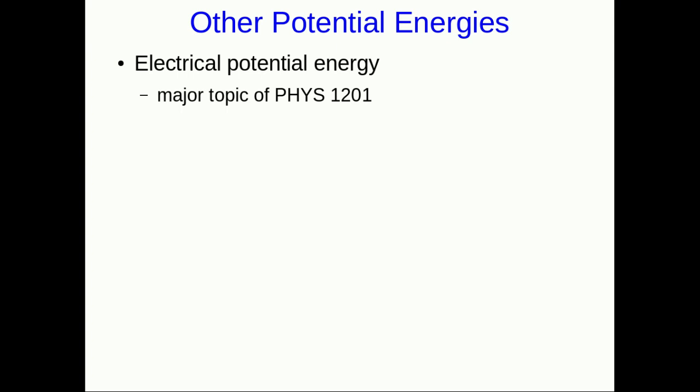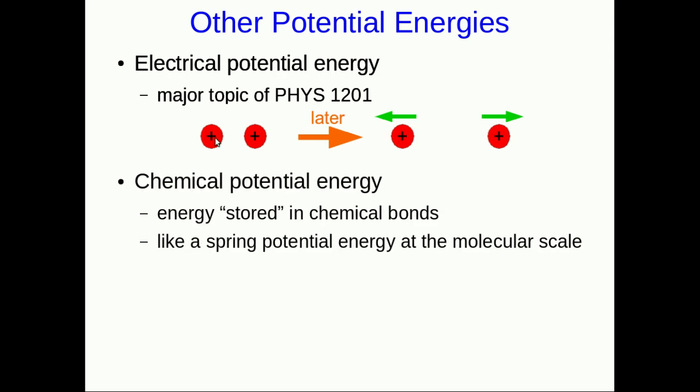Let's very briefly talk about some other potential energies that we won't see much in this course. So electrical potential energy is something we'll look at a lot in Phys 1201. But say you take 2 positive charges and push them together. If you then release them, they push on each other if they have the same charge, and they'll fly apart. And so you can see they gain kinetic energy. That's a sign that you had given them electrical potential energy by pushing them together, and that's now being transformed into kinetic energy. And it depends on a position, because you had to push them together.